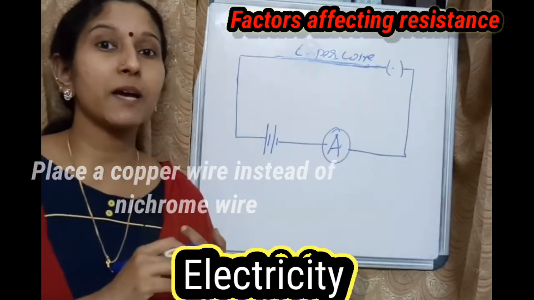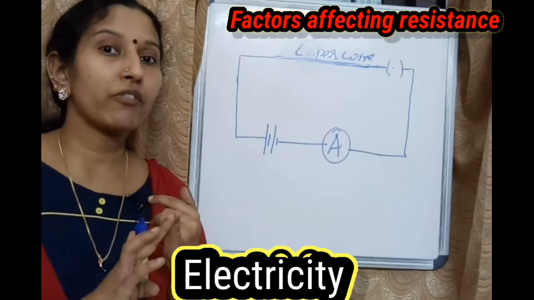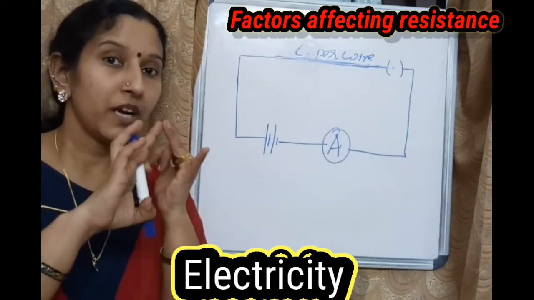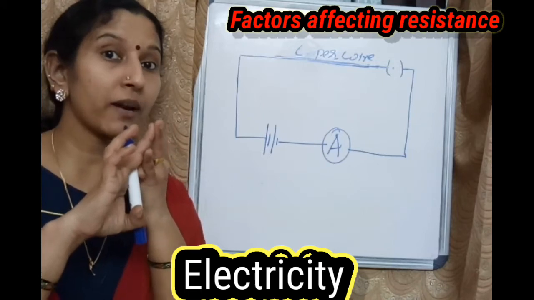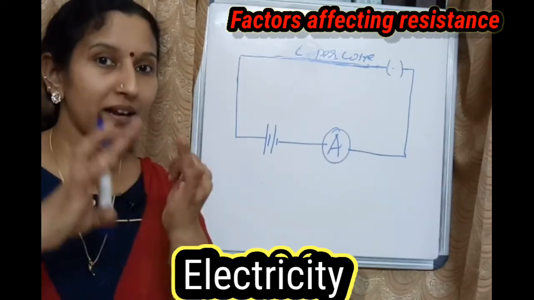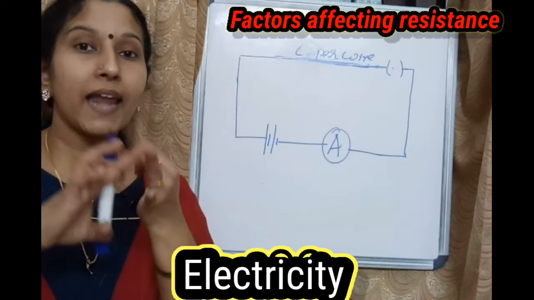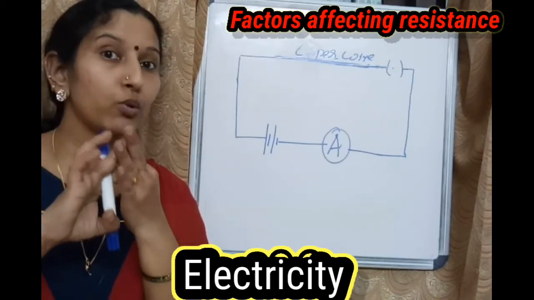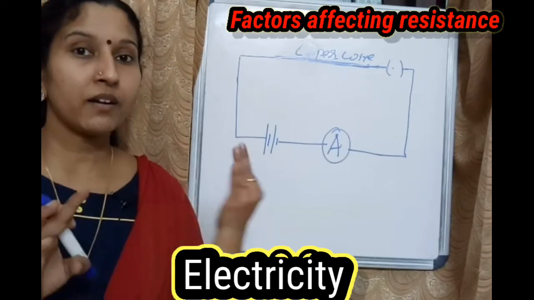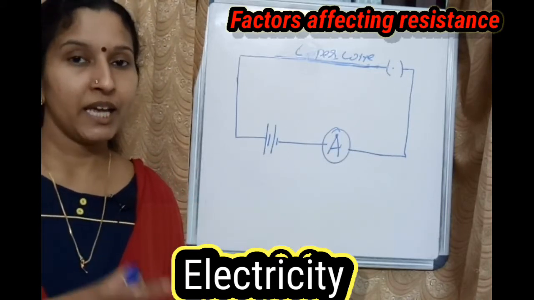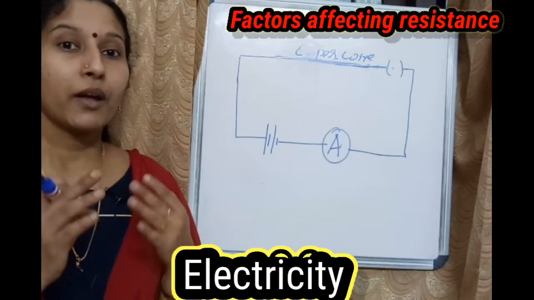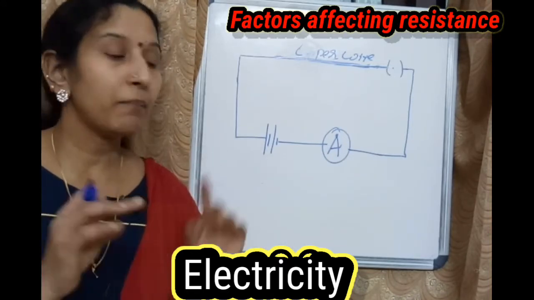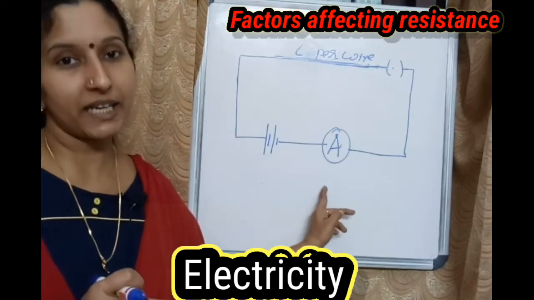In the first step, use the nichrome wire of length L, then measure the ammeter reading. In the second step, use the same nichrome wire but double the length, 2L. In the third step, use a thicker nichrome wire and record the ammeter reading. In the fourth case, remove the nichrome wire, fix a copper wire and measure the ammeter reading.